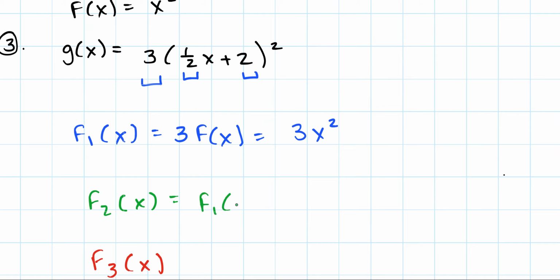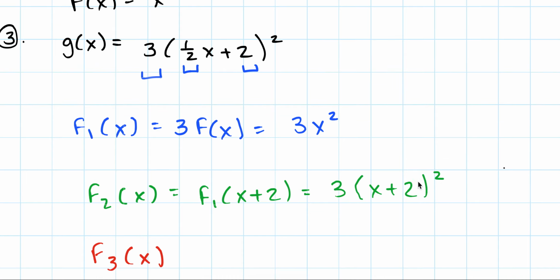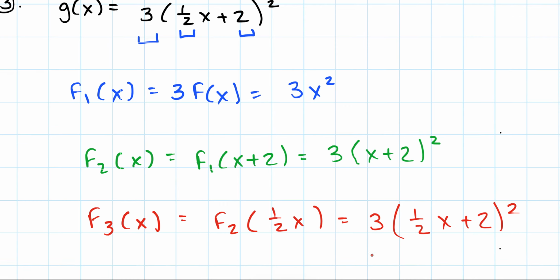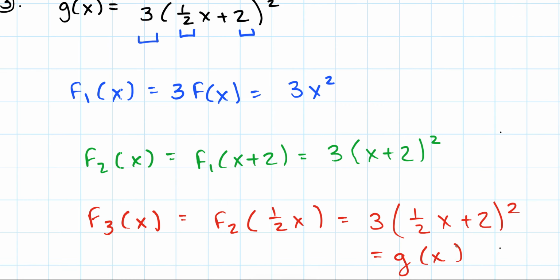So I'm going to take f1, and instead of x I'm going to put x plus 2. So then I'll get 3 times (x plus 2) squared. And then the last step would be to take f2 and plug in 1/2 x. And I'll get 3 times (1/2 x plus 2) squared, and that is my g of x. So write that down. I am going to switch these steps, and I'm going to show you what happens when I switch them.